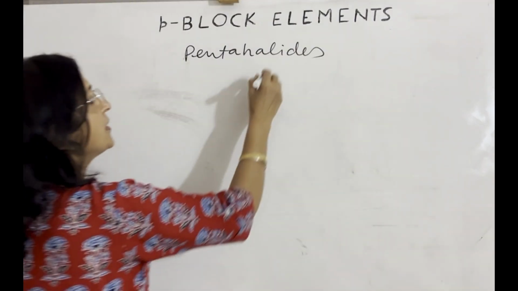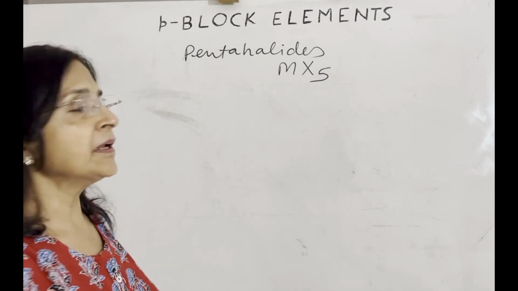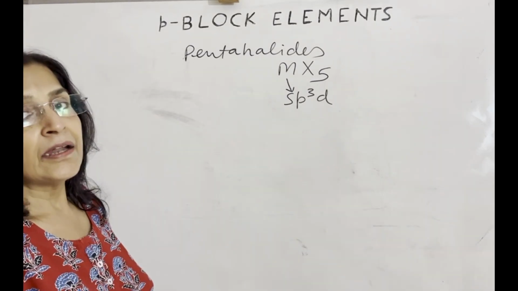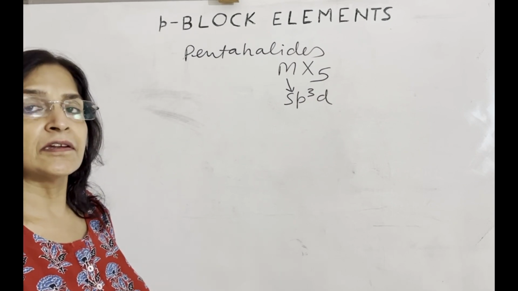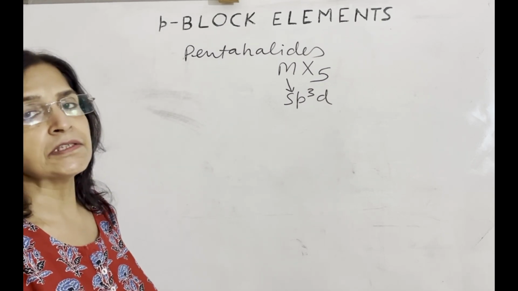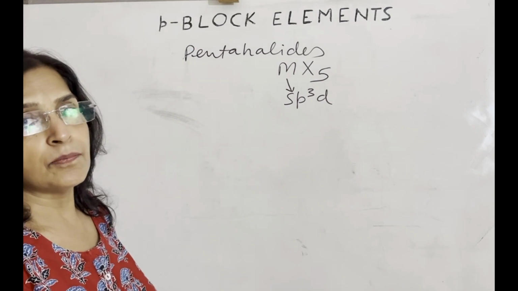General formula for pentahalides is MX5. Central atom is sp3d hybridized. Nitrogen doesn't form pentahalides. And as we move down the group, the stability of +3 oxidation state increases. Therefore, tendency to form pentahalides also decreases as we move down the group. Central atom is forming 5 covalent bonds.